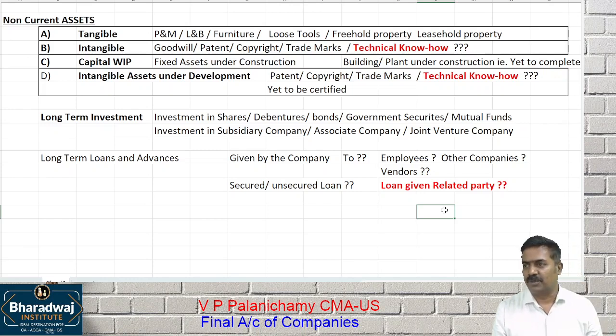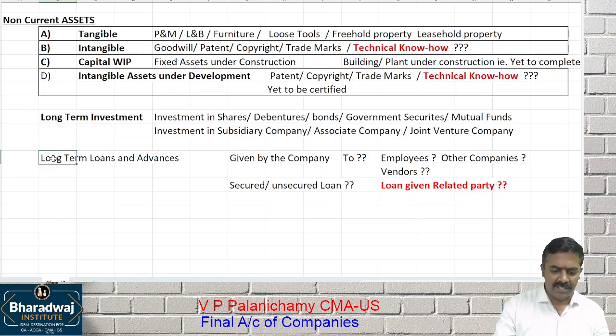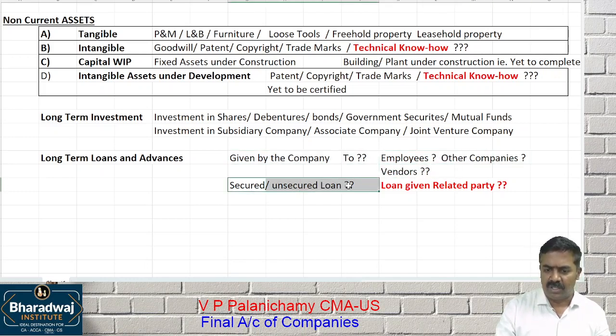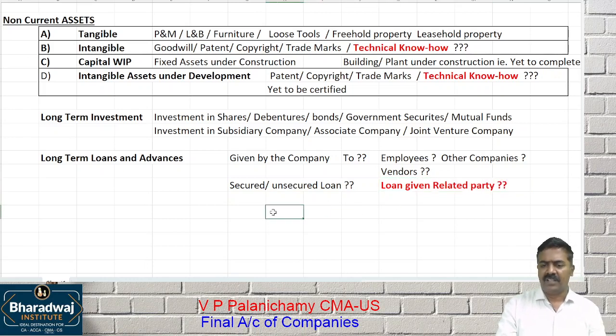Complete disclosure has to be given. Why is that loan given? Is it secured or unsecured? Are you collecting interest as per the market rate? Is it given in the normal course of business or not? You have to give complete details. Clear? So details about loans and advances given by the company: to whom, employees, other companies, vendors? Secured loan, unsecured loan, all these details should be given. Is the loan given to a related party? That detail should be given.